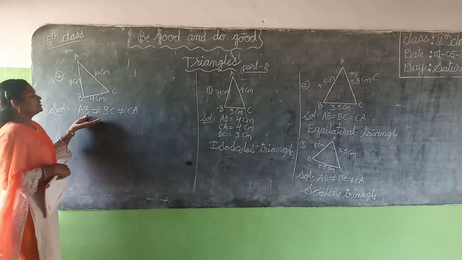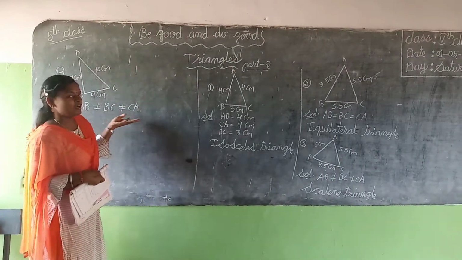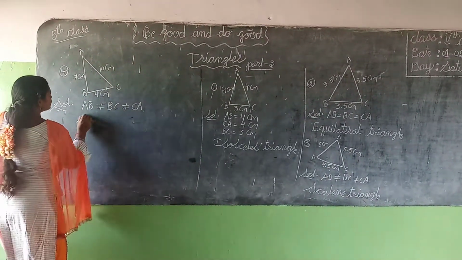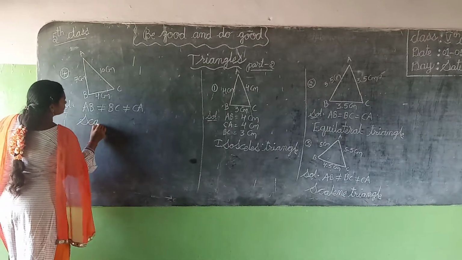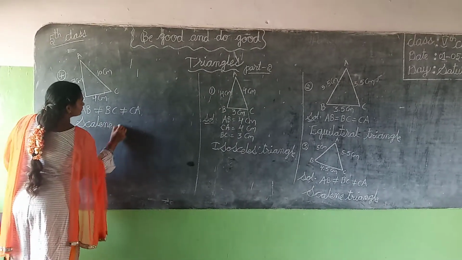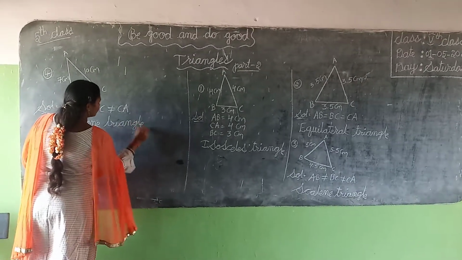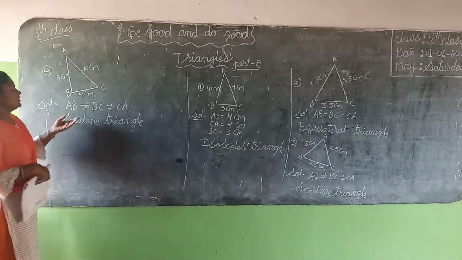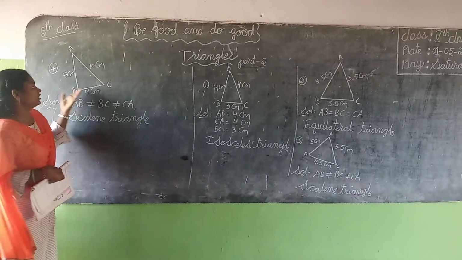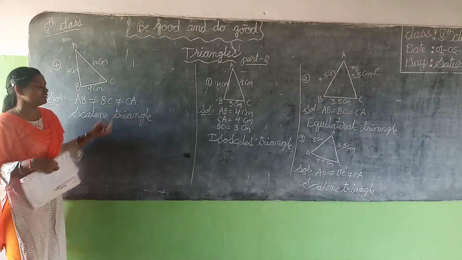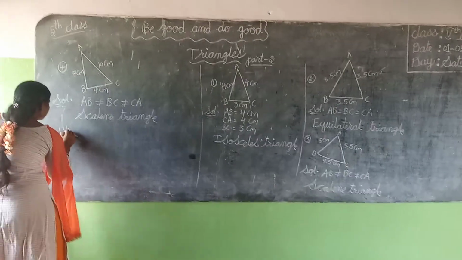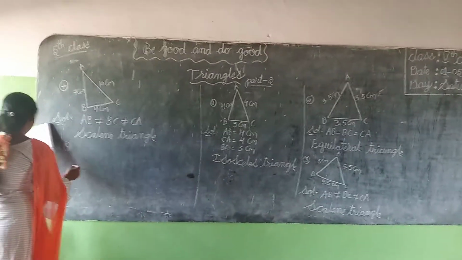Okay, Amma, these three sides are unequal. That means this triangle name is scalene triangle. So this is the scalene triangle, the fourth triangle. Next, fifth question. Draw that picture, the fifth one.